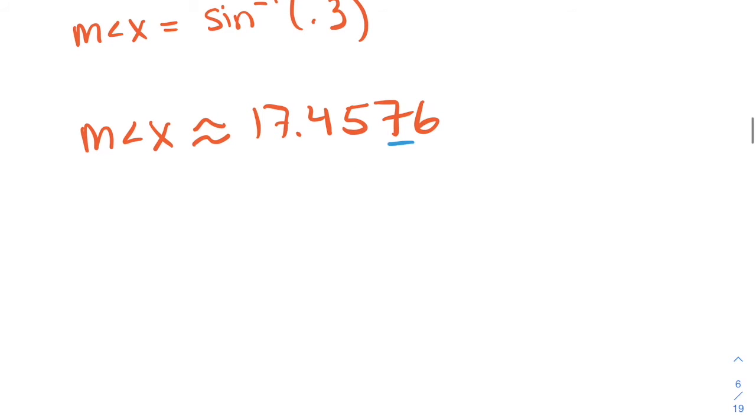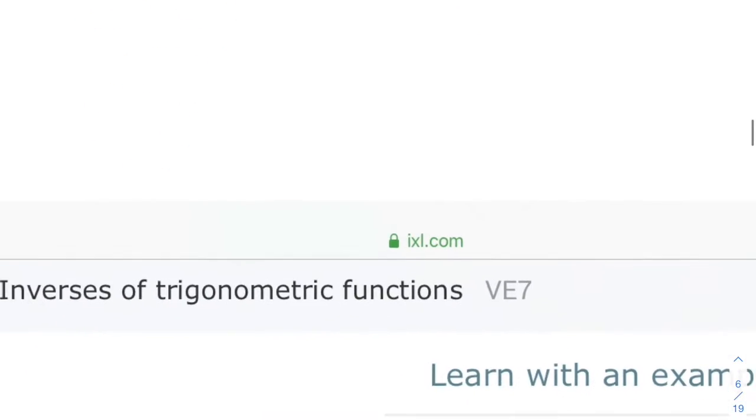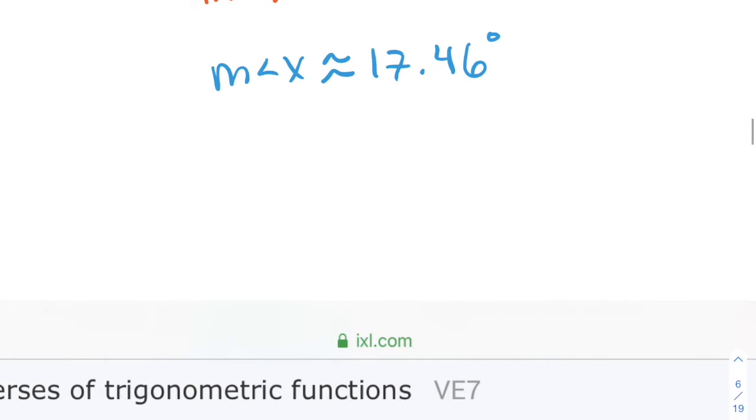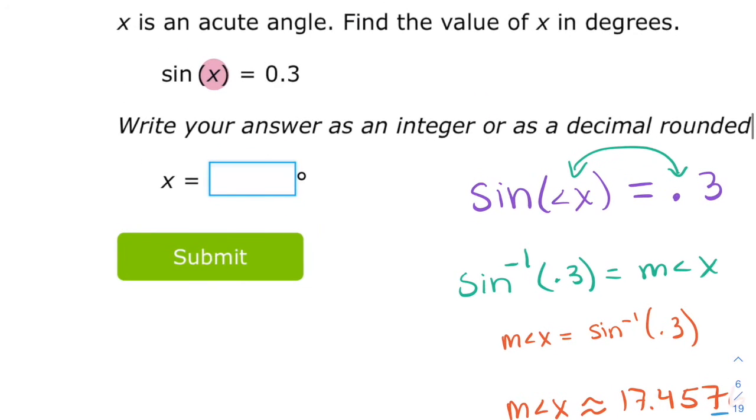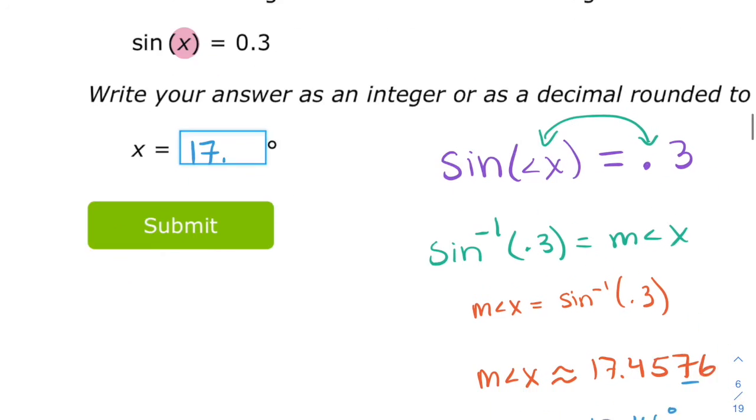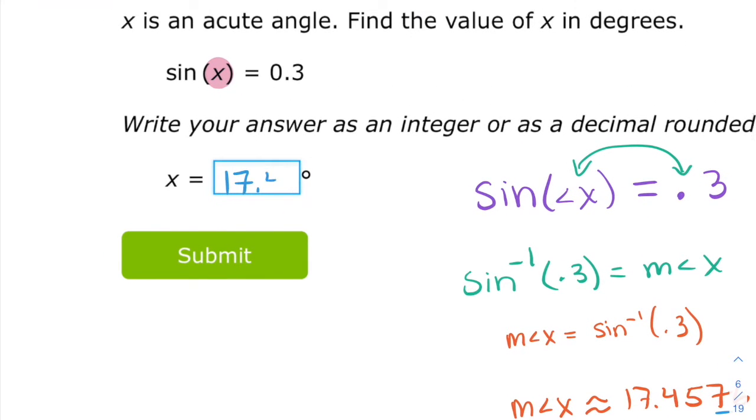Let's go to the thousandth place. And so the measure of angle x is approximately 17.46 degrees. So it's going to round up to a hundredth, that is a 6. Okay? So this answer is 17.46 degrees.